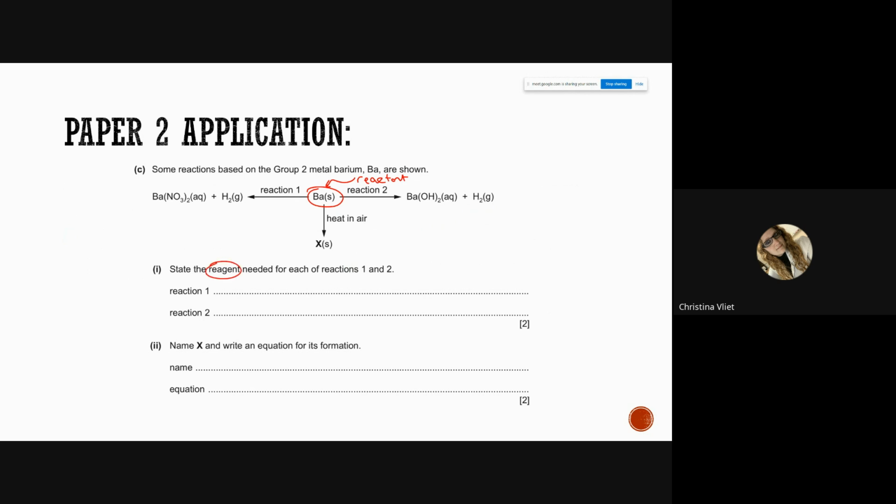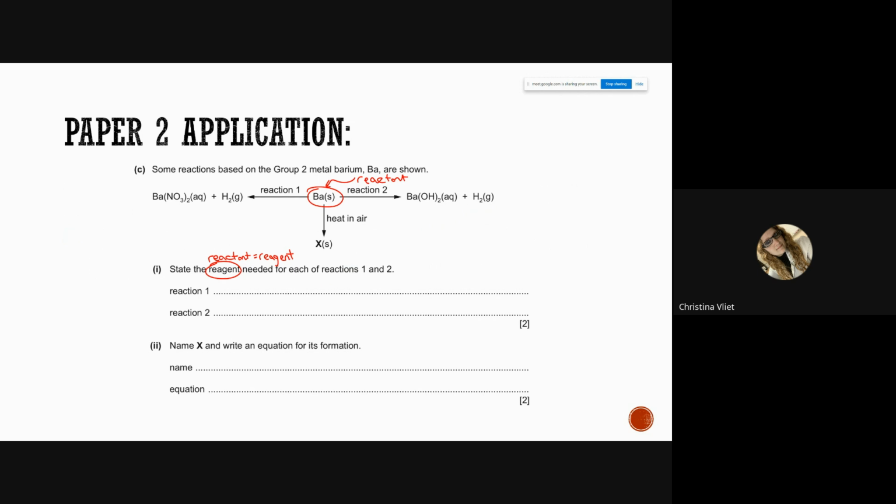By the way, reactant and reagent are the same thing. So you may want to write that out for yourself. It's another Cambridge terminology switch. Reagent, some people, it's an older term for reactant. A lot of doctors and nurses still use it. So reactant and reagent are the same thing. What is the reagent needed for reaction 1?